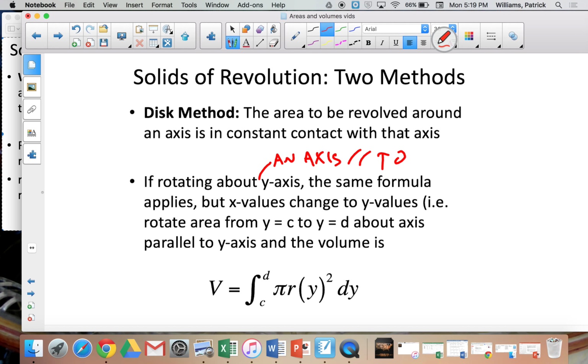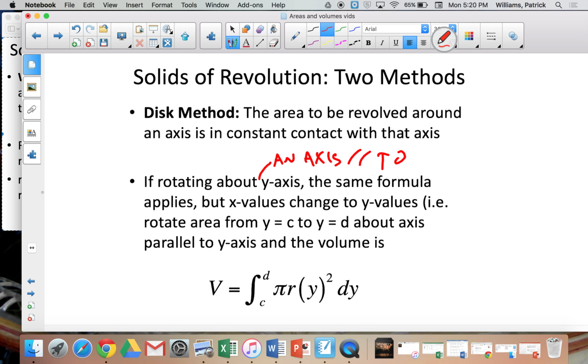So when we switch from dx to dy, that's going to be dictated mainly by what axis we're rotating about. So if we're rotating, let's say, about the x-axis or about the line y equals 2 or y equals -5, those are all lines that are parallel to the x-axis. So if we did that, we would be using x values and we would be using dx. Now if we instead rotated about the y-axis or about the line x equals 2 or x equals -3, then we would have to use the dy method.